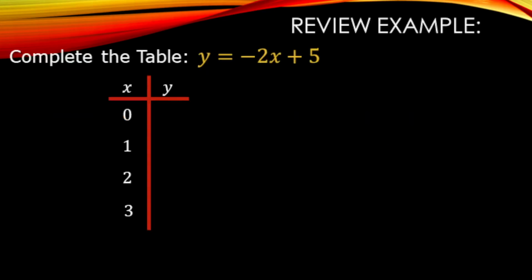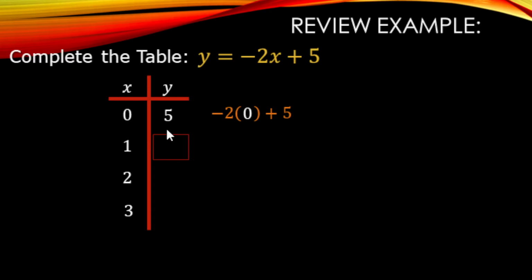So complete the table, and this is a review example here. In order to find the value for this box here, we're looking for the y when the x is 0. So we're going to take our equation, negative 2x plus 5, and instead of the x, we're going to replace it with what x is for this row, and in this case, it's a 0. So we have negative 2 times 0 makes 0, plus 5 makes 5. So the value there is 5.